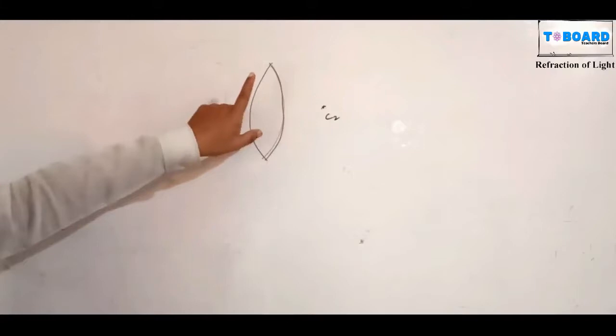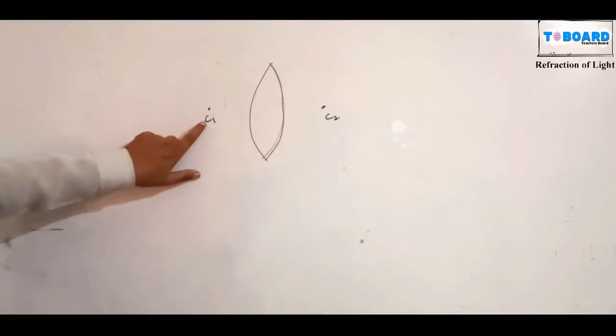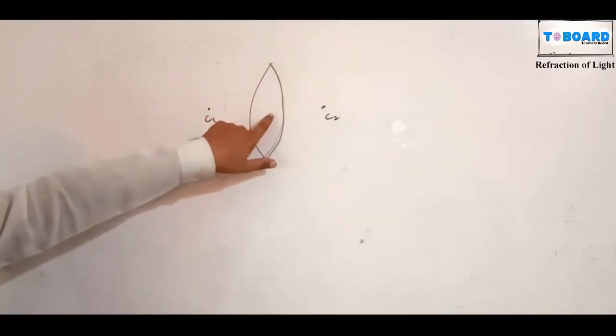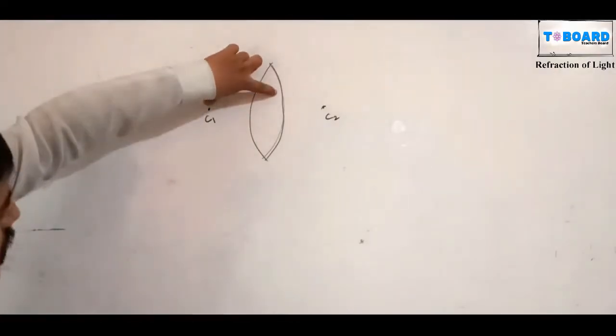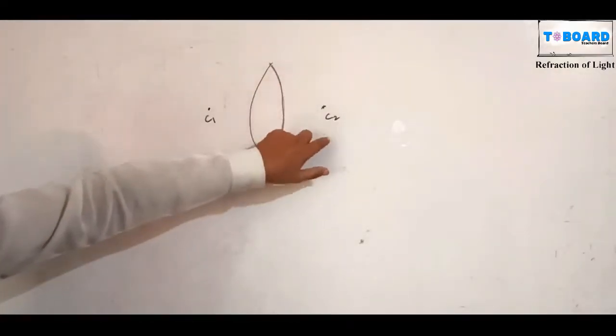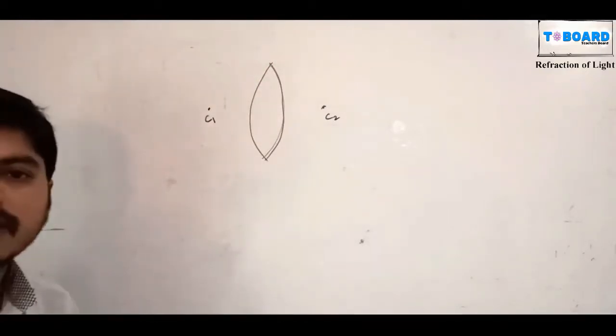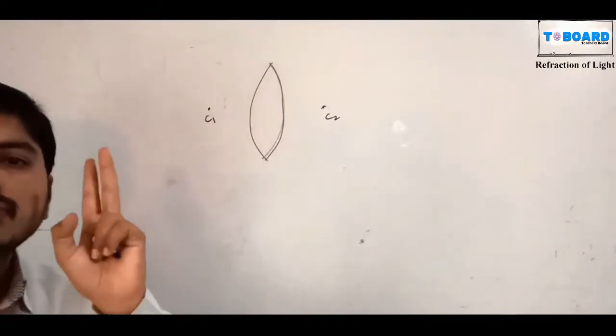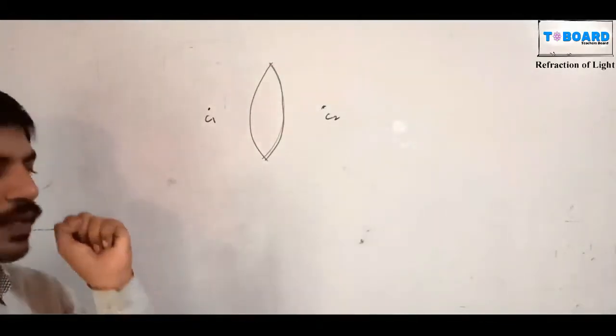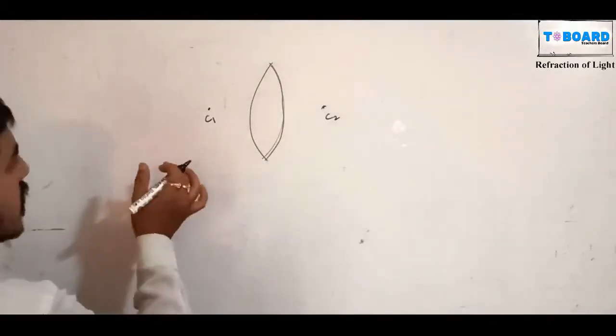How many center points are there? C1 is the center of curvature related to this curve, and C2 is related to this curve. That's why the lenses have two centers of curvature. Okay, so two centers of curvature are there.